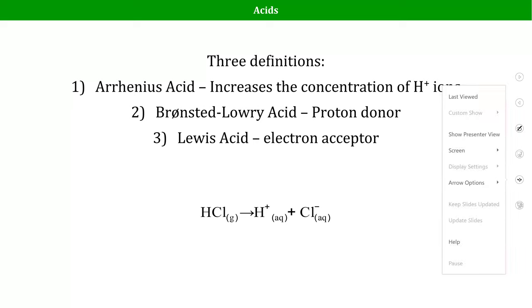It was Soren Sorensen who came up with the pH scale. Soren Sorensen. Yeah. Now, Northern Europe in the 1880s was, you know, Bronsted, Arrhenius, Soren Sorensen. They were doing a lot of the work in acid-base chemistry.